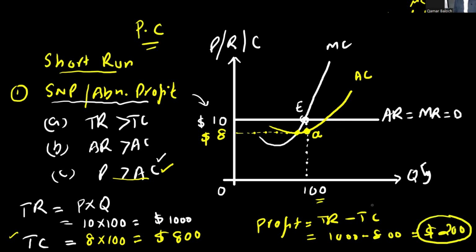Supernormal profit does not mean that the profit should be a huge amount. It can be just $1, but if profit is positive, it is known as supernormal profit.